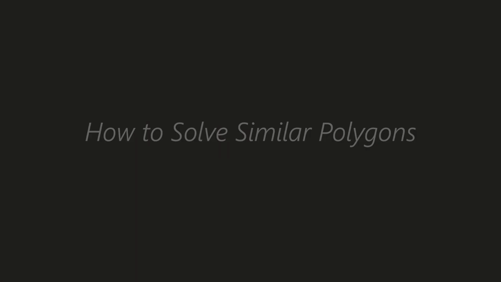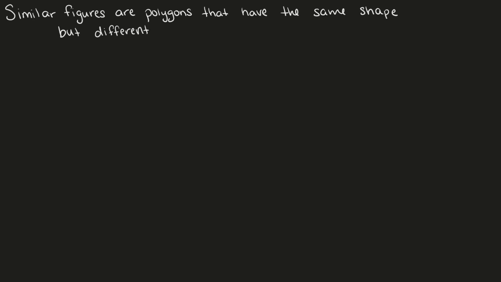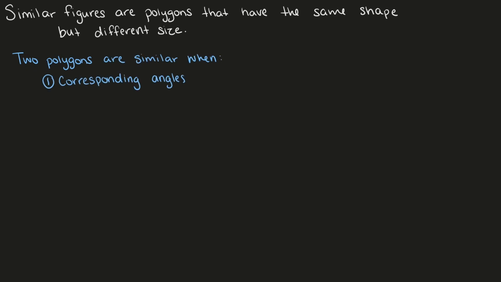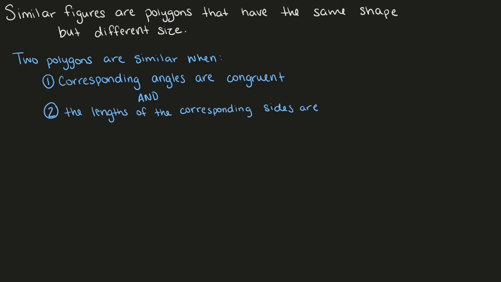Today we're going to go over how to solve similar polygons. First, let's define what similar figures are. Similar figures are polygons that have the same shape but different sizes. We can determine that two polygons are similar when two things are true. One, the corresponding angles are congruent, and two, the lengths of the corresponding sides are proportional, which is called the scale factor.